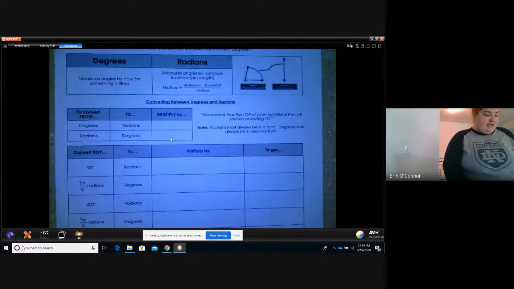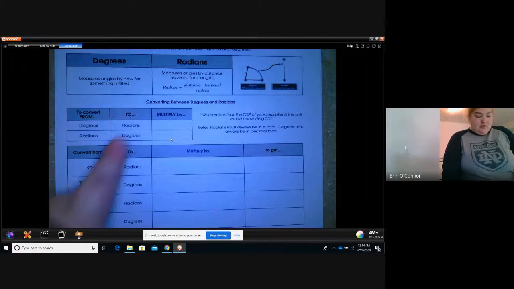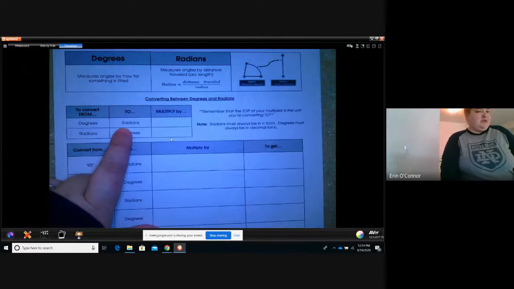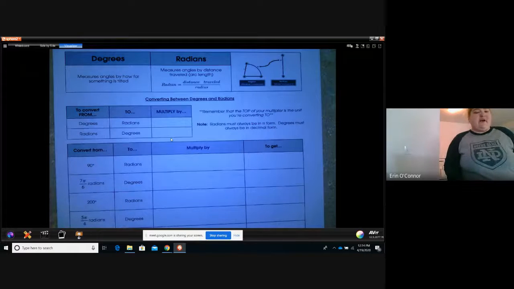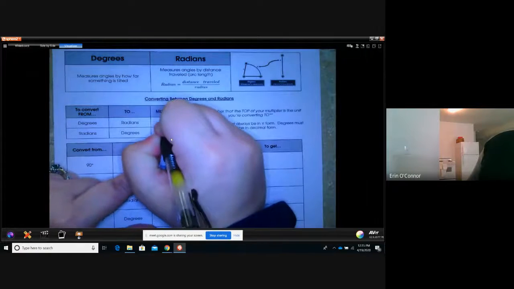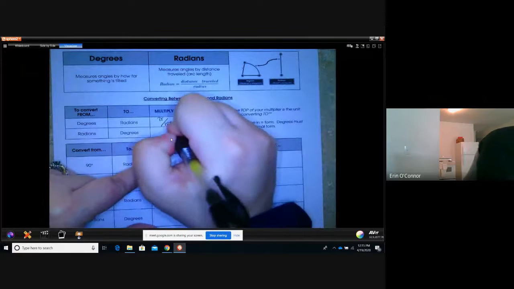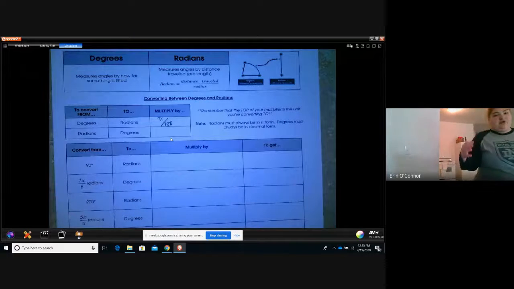To go from degrees to radians. Now, 360 degrees is a full rotation around. But when we start talking about going from degrees to radians, we're using 2 pi as the full circle around. Now, 360 divided by 2 is 180. So we're going to use 180 and pi whenever we do this. The top of the multiplier is the unit you're converting to. So since I'm converting to radians, the top of the multiplier is going to be pi. And then the bottom is going to be the degrees, because that's what I'm trying to get rid of. So pi over 180 is what I'm going to multiply by.